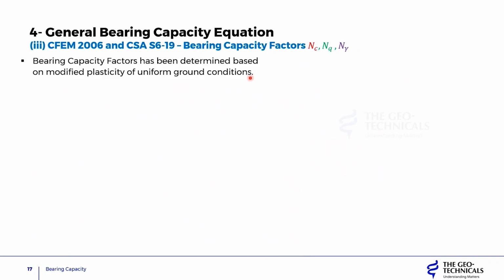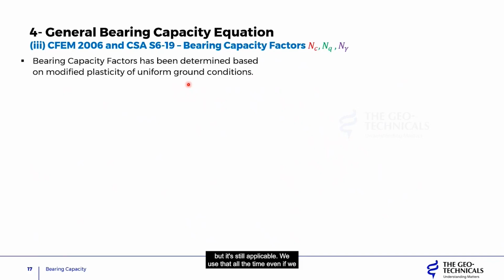Just for info, these factors have ideally been determined based on a modified plasticity solution for uniform ground conditions. Okay, so that's uniform ground condition. Again, very high level. In real life, we usually don't have a uniform ground condition. If you have multiple layers, you just know it might be a little bit different because the bearing capacity mechanism might be a little bit different too. But it's still applicable. We use that all the time, even if we have different layers.